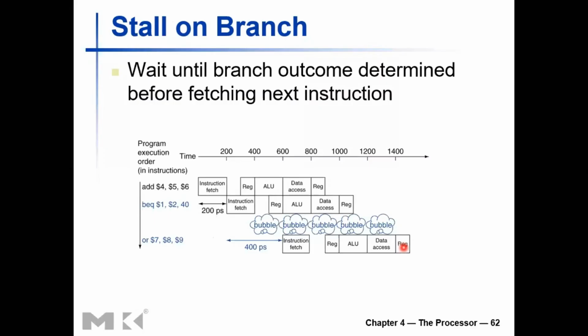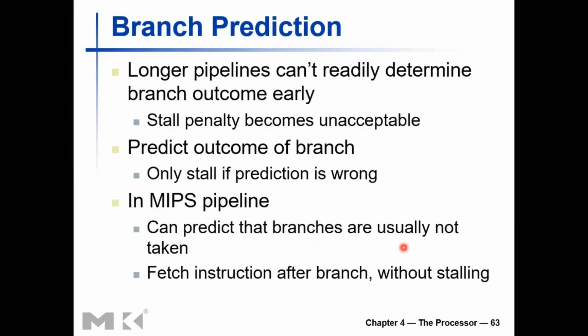And even then, you have to have one bubble or one stall, because only the next instruction can be decided only after the instruction decode of the branch is done. So how do you get around this? By using techniques such as branch prediction. You predict that the branch is going to be taken or not taken based on certain reasonable assumptions, and you just fetch the next instruction right afterwards based on those decisions.